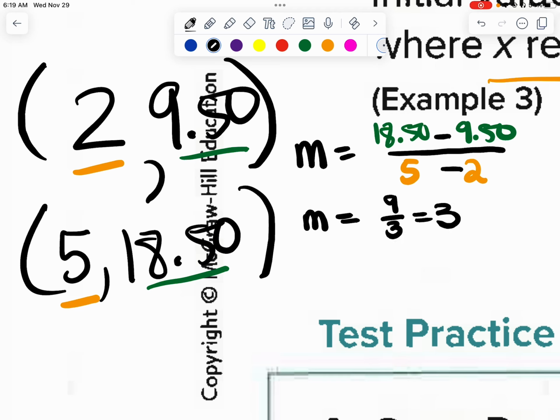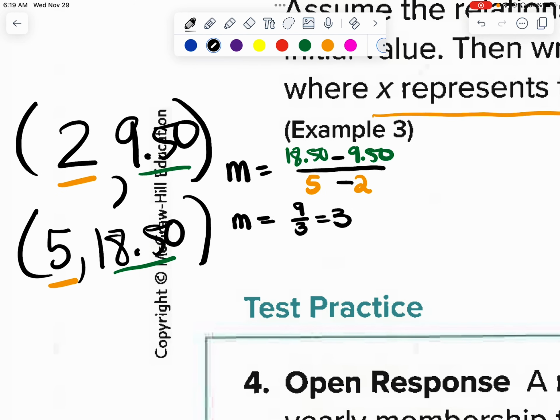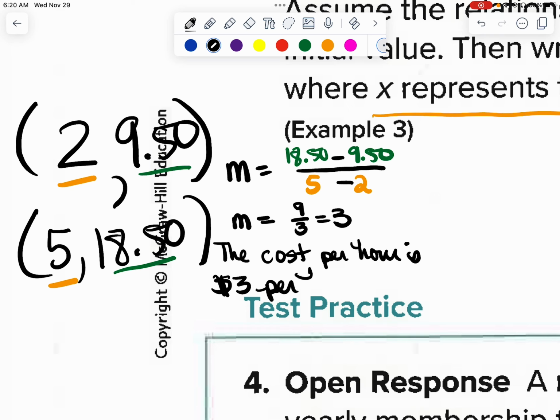What does my slope mean? Remember, it's the change in y, so that means the cost per hour is $3 per hour.